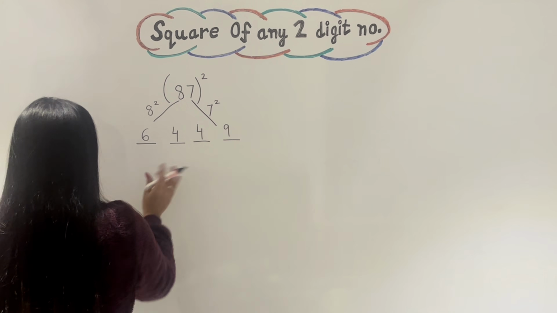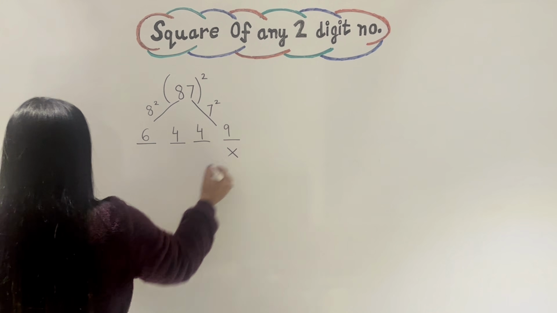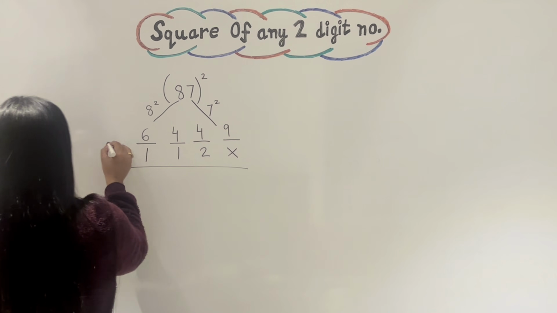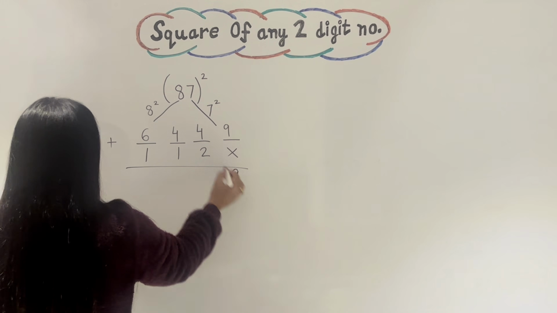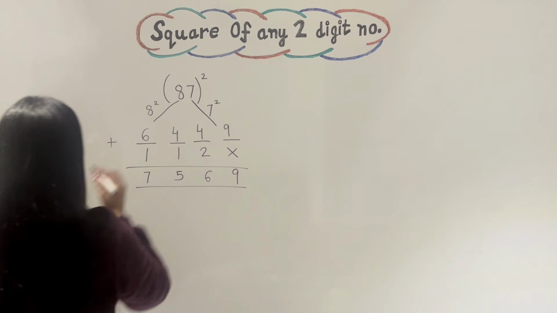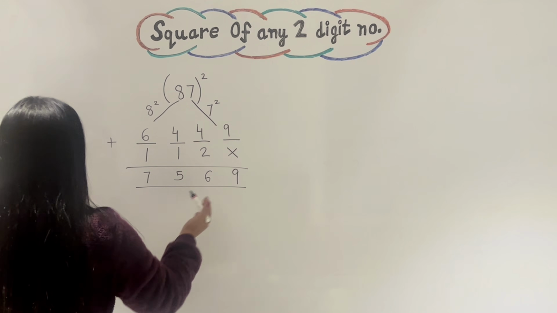That is 8 into 7, 56, into 2, 112. But while writing 112, you have to be careful, you have to leave this space and then write 112. Now simply add this to get the final answer. It's 9, it's 6, here 5 and 7. So the final answer of the square of 87 is 7569.